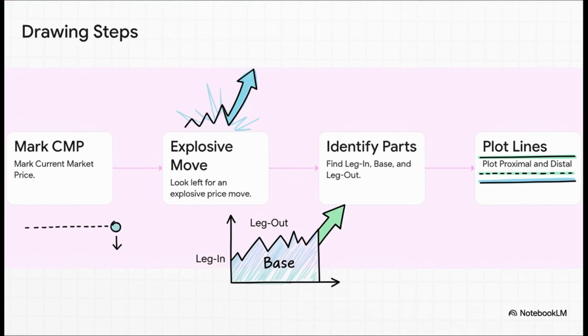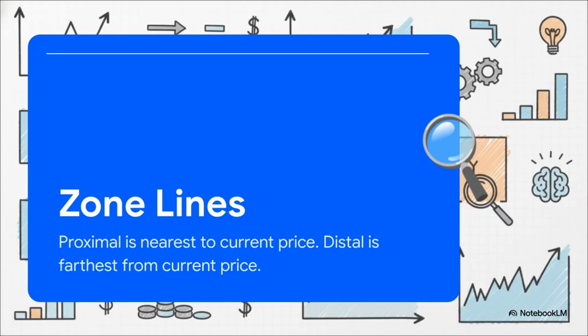First, mark the current market price. Second, scan left, then up or down, looking for a visibly explosive price move. Third, identify that leg in, base, and leg out structure we just talked about. And finally, plot your horizontal, proximal, and distal lines. Let's make sure we clearly define these 2 crucial lines because they are your entire framework.